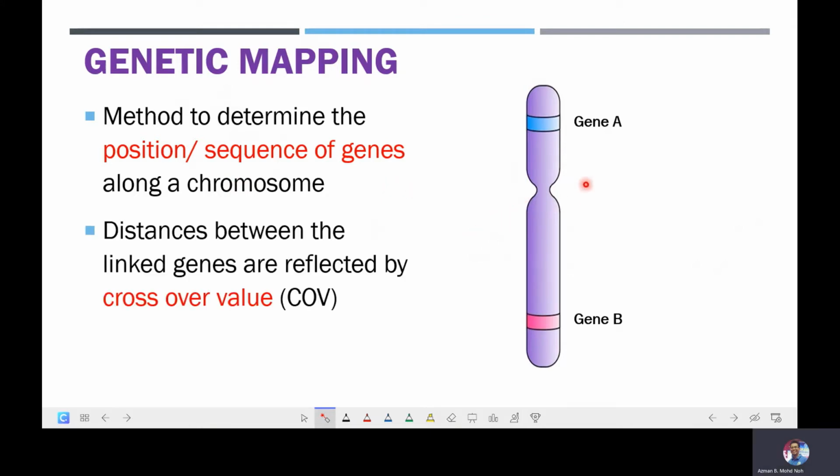For example, if there are two genes on this one same chromosome, let's say gene A and gene B, we will do this genetic mapping procedure in order to determine the location or the distance between these two genes. And the distance between the linked genes will be reflected by the crossover value or the COV.